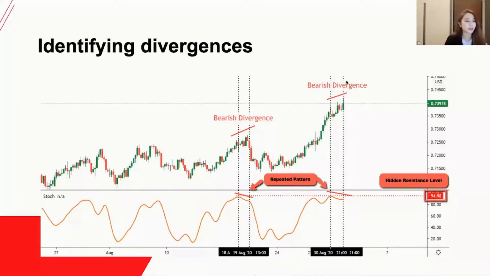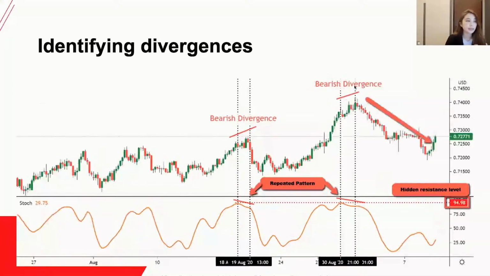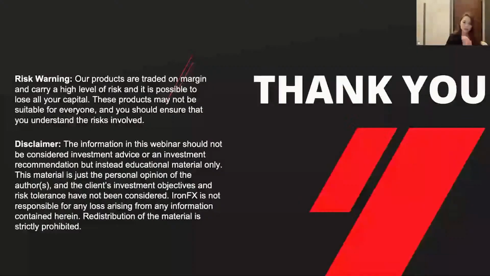And then we are also capturing another bearish divergence at a higher price. We can see that repeated pattern on the hidden resistance level of 94.98, and also a bearish divergence at the peak. In this case, you can see that indeed the bearish divergence carried over and price did slow down and drop from the stochastics hidden resistance level, coinciding with our bearish divergence. All right, so that's pretty much it for the stochastics indicator.